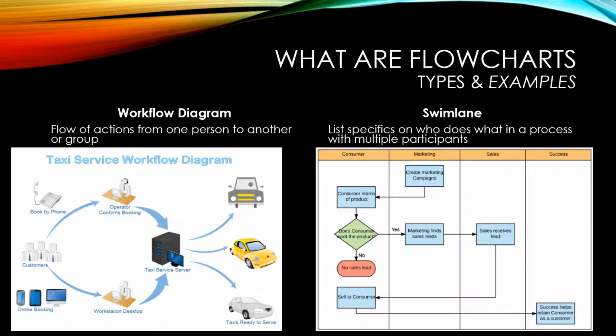The other example is a swim lane flowchart, which lists more specifics on who does what in a process with multiple participants. In this example, the participants are the consumer, marketing, sales, and the success software, each having a part with the customer placing an order.